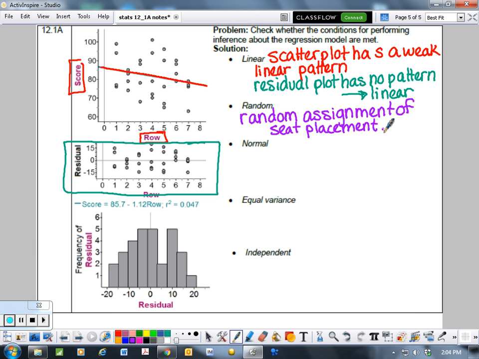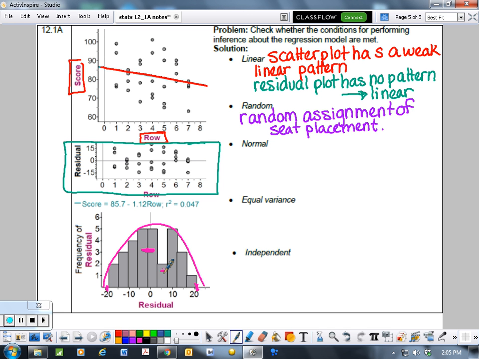Okay, and then normal. So again, here I would really like to do a normal probability plot, but I didn't have all the data points available. So instead, I went ahead and went with their histogram. So we're looking to see, does this look pretty normal? It's pretty symmetrical, and it looks like we've got some pretty good boundaries. It may be a little heavy right in here and less heavy here, but overall, it's approximately normal.